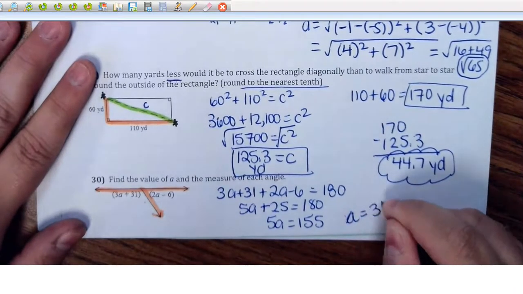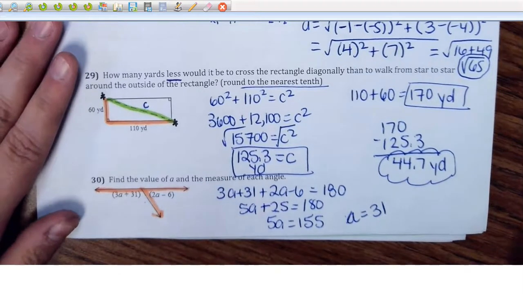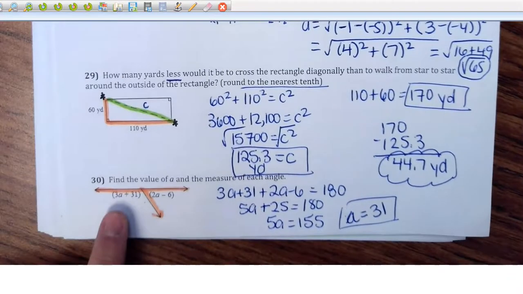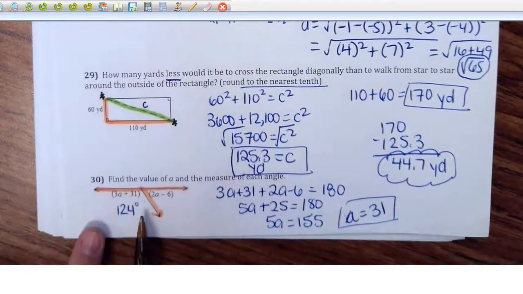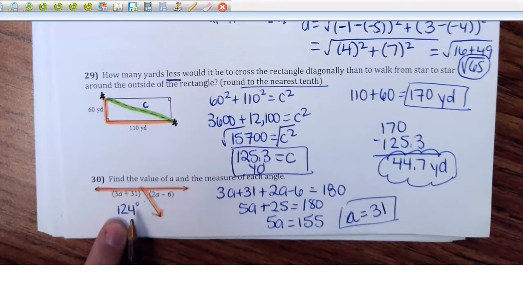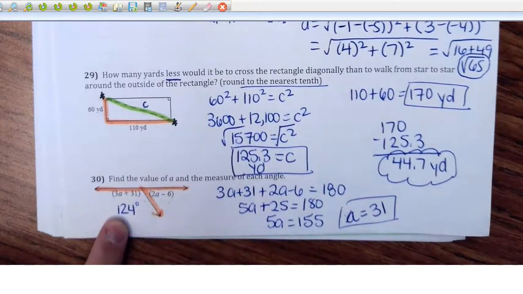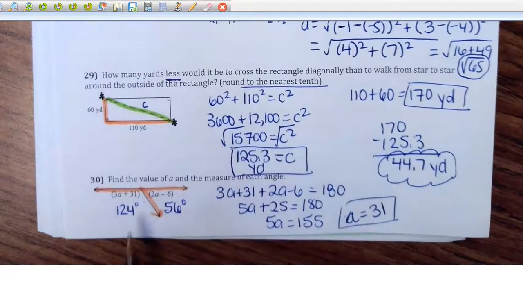Now, that's not the angle measure. If you want to find the angle measures, you've got to plug that back in. So here's A. Now, I'm going to do for this angle 3 times 31 plus 31. So this guy's going to be 124. Now, you've got two options here. You could just subtract 124 from 180 to find this angle, or again, you can plug in the 31, 2 times 31 minus 6. Either way, it should give you the same answer. This is 56. These two angles add up to 180.